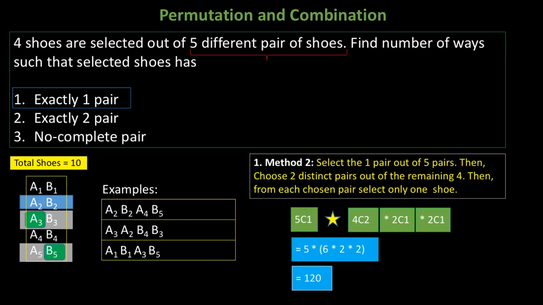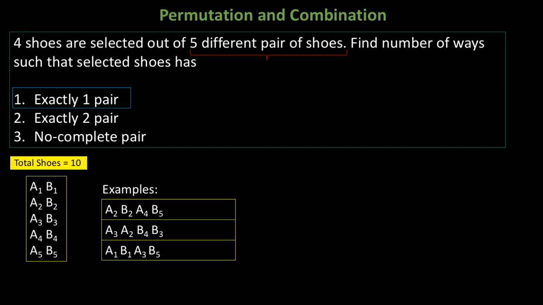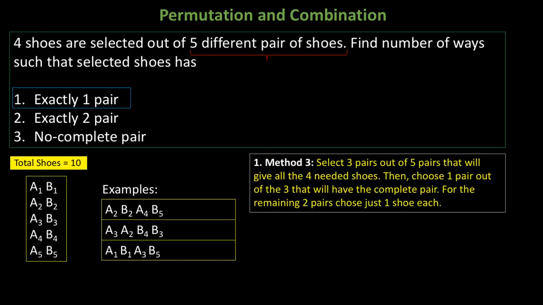Okay, let's look at one more method to solve this question. And make sure you understand this as well. So let's say if I selected 3 pairs from the 5 pairs first, directly 3 pairs. And these 3 pairs are the ones that are going to give us those 4 shoes. Then we choose 1 pair out of the 3 pairs, which will give me the complete pair. So I'm now done with the complete pair. Now there are 2 pairs remaining. I just select 1 shoe each from them. The conceptual part is still the same as the way we did earlier, but the flow is slightly different.